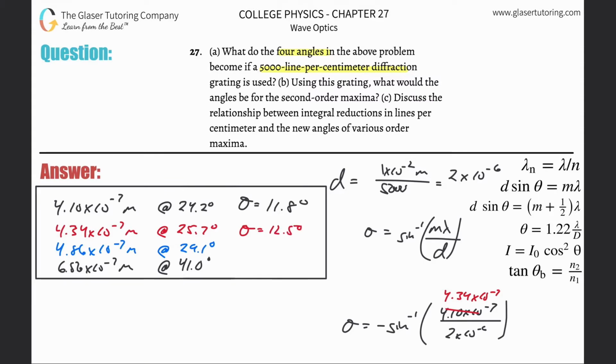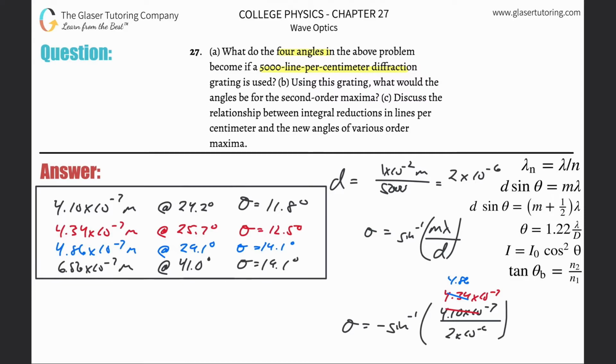Then do it for the next one. That becomes 4.86 times 10 to the minus 7th. So inverse sine of 4.86 times 10 to the minus 7th divided by 2 times 10 to the minus 6th. That's about 14.1 degrees. Last but not least, plug in the new value, 6.56 times 10 to the minus 7th: inverse sine of 6.56 times 10 to the minus 7th divided by 2 times 10 to the minus 6th, which is 19.1 or so. So those are the answers for letter A.